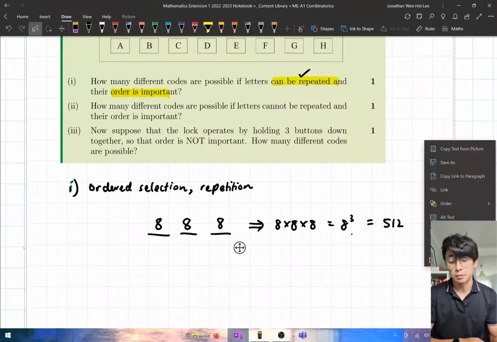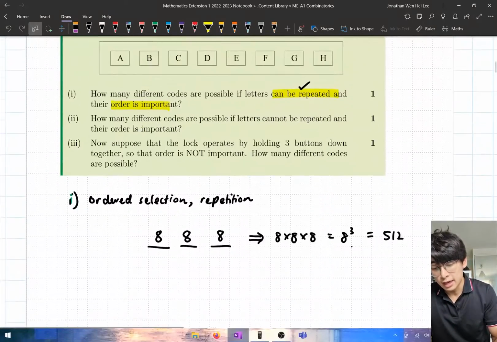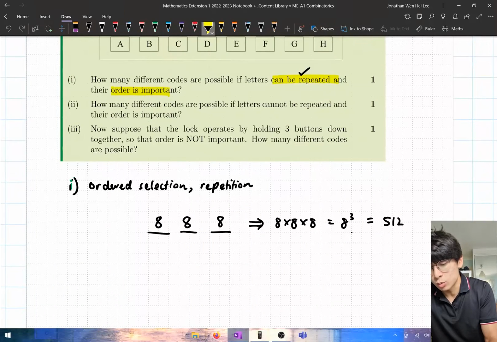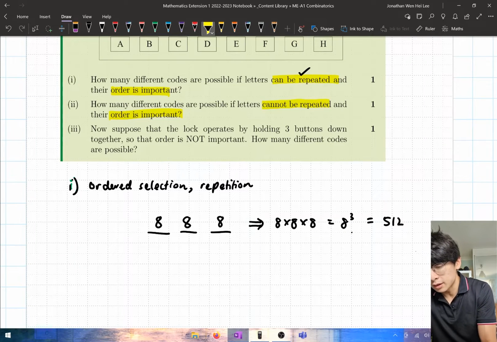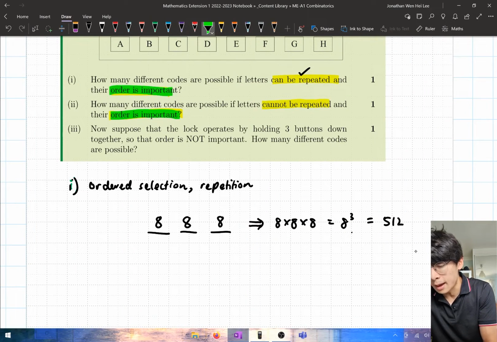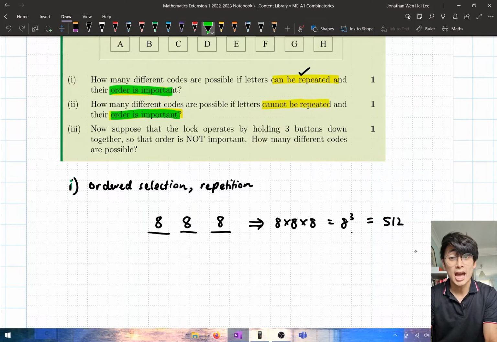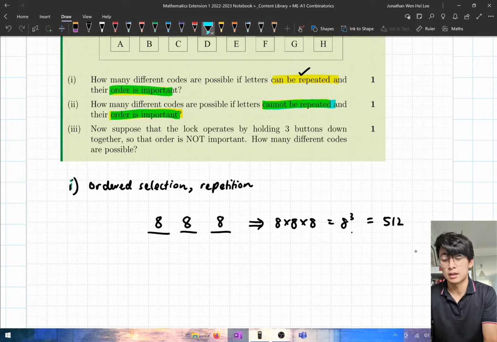Now, how's the second example different? Let's have a read of it. How many different codes are possible if the letters cannot be repeated? This is where it's a little bit different from the first one. Notice that compared to the first one, the order is still important. The order that the letters happen in is still important. ABC is going to be different to CBA. But the thing that makes it different is that in this second example, the letters cannot be repeated.